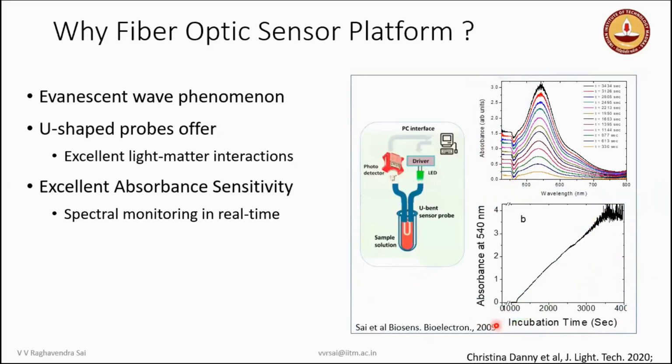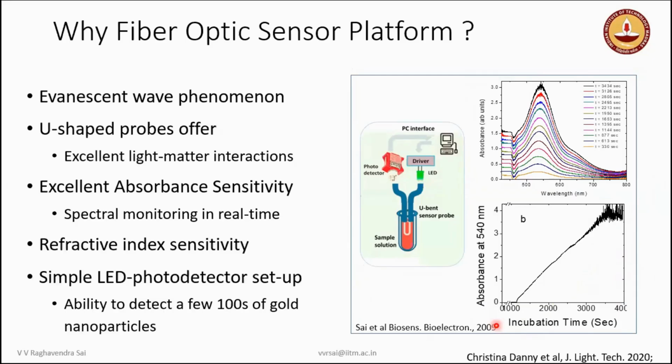And this is one example. One can actually see if the probe is put in nanoparticle solution, if the nanoparticles come and bind, you can actually see the spectrum of gold nanoparticles over time as they bind. So real-time binding response is possible. Spectral analysis is possible. Refractive index sensitivity can be possible. And one interesting thing is it just needs one LED and a photodetector on either side. So you don't need any complex circuits.